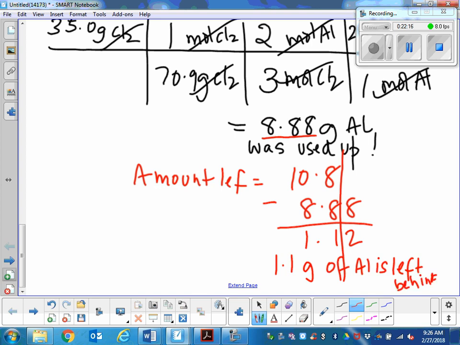What was the starting amount of aluminum? 10. Oh, I'm sorry. Okay. So is that 1.1? Okay. 1.12. Okay, 1.12, which is 1.1.